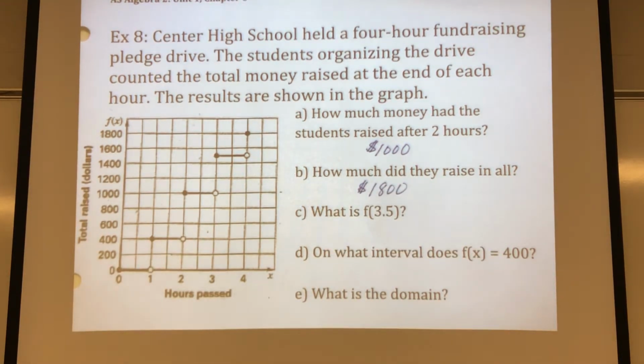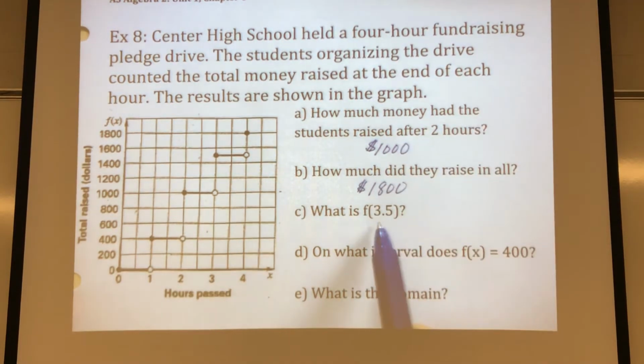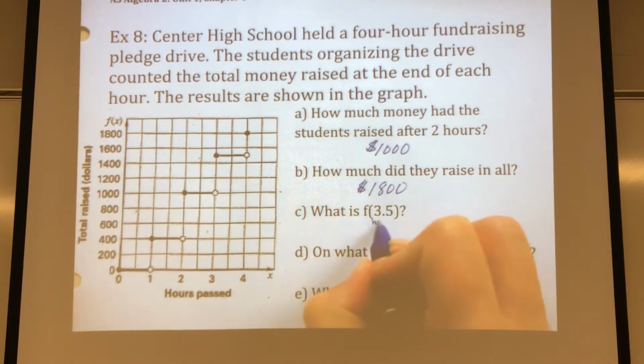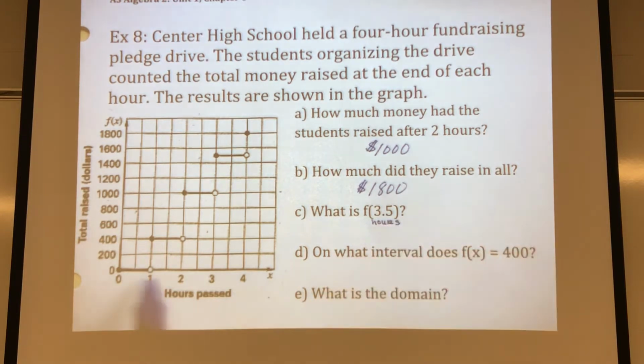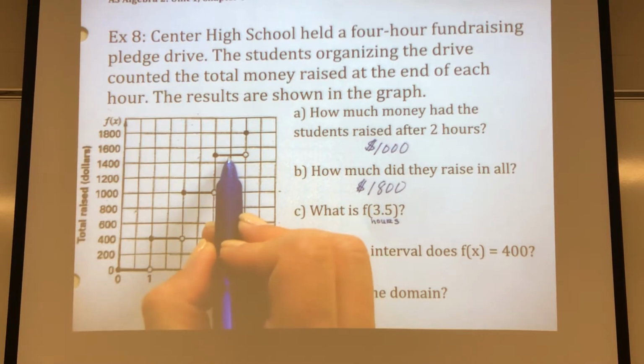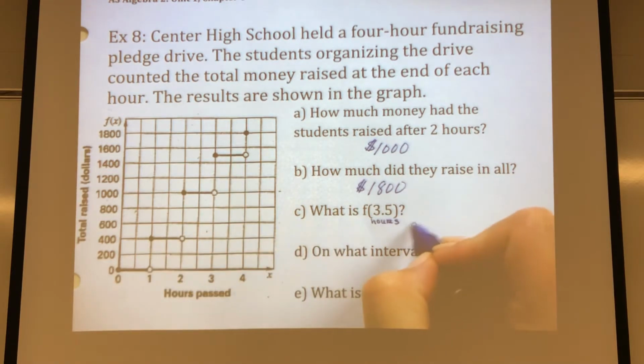What is f of 3.5? Well, f is our function. 3.5 is what you're inputting. So 3.5 would be hours. So we would go to where it has 3.5 hours and then go up on our graph to see the value at that point. And it's right in between 1,400 and 1,600. So we can infer that that would be 1,500.